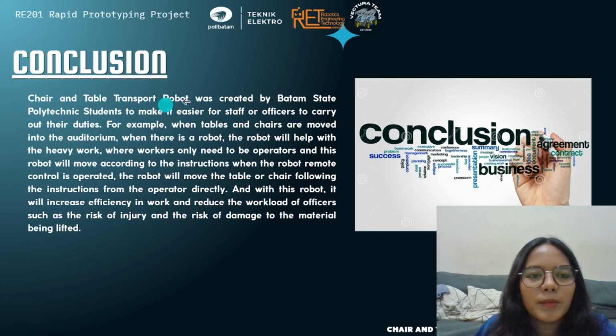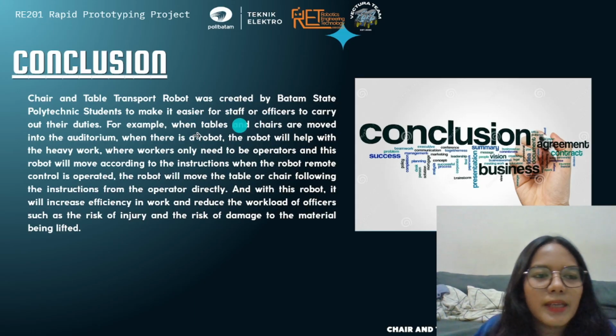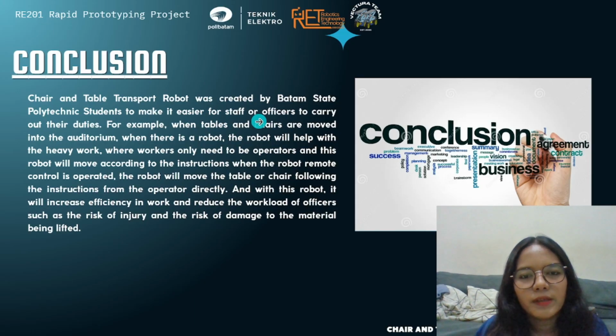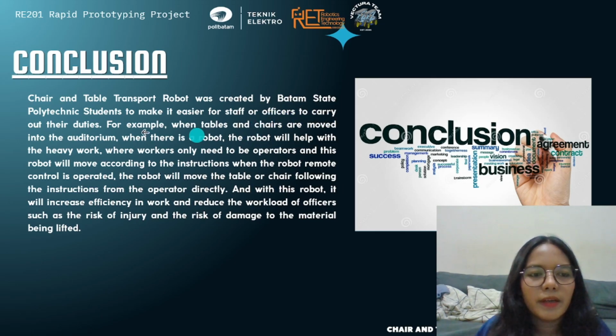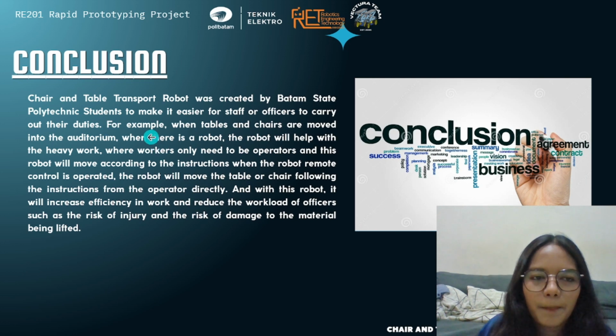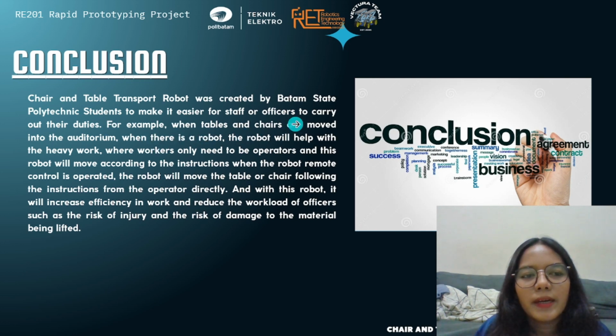The chair and table transporter robot was created by Batam State Polytechnic students to make it easier for staff or officers to carry out their duties. For example, when tables and chairs are moved into the auditorium, the robot will help with the heavy work, where workers only need to operate it. This robot will move according to instructions when the remote control is operated. The robot will move the table or chair following the instructions from the operator directly.